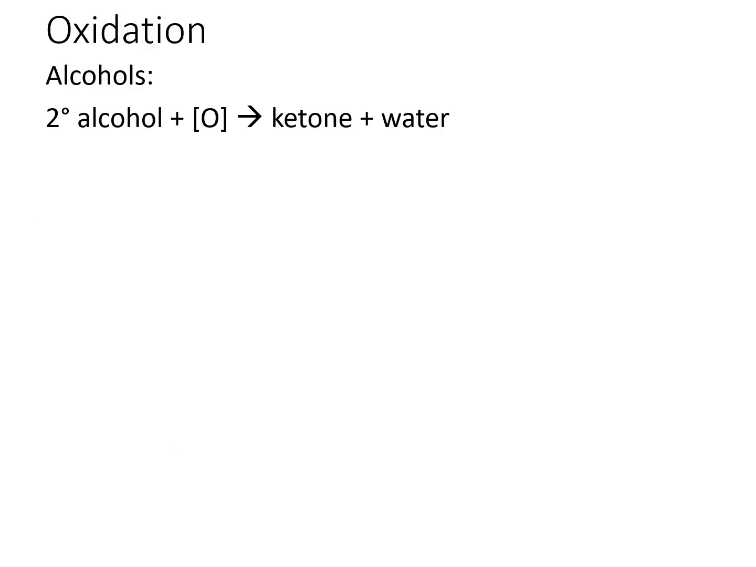Oxidation, a little bit more common of a reaction that we could see. We're going to generically just represent whatever is causing the oxidation as an O with a bracket around it. It could be oxygen gas, but just something that is going to cause the oxidation of the organic molecule that we're focusing on. So in this case, it's a secondary alcohol, let's say. And when we oxidize a secondary alcohol, let's look at that.